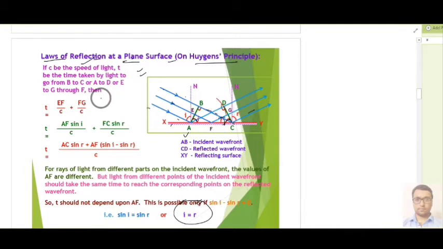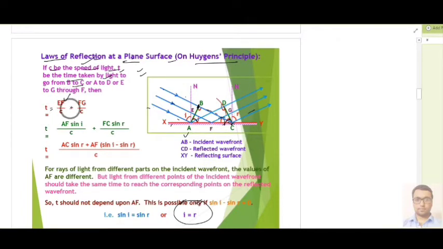In that case we have to determine: if c is the speed of light, and t is the time taken by the light from B to C. Suppose light is going from B to C, then it takes some time t. In that case, that time will be equal to how much?